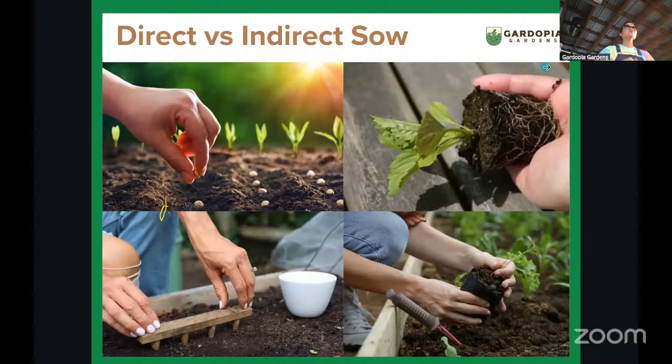And then again, if you don't know what direct and indirect sow are, indirect means that you're not going to put it straight in the ground, and direct actually means you're going to put it straight in the ground. I know, very hard vocabulary here. You will be quizzed on this later.